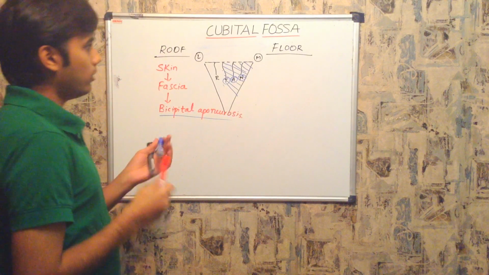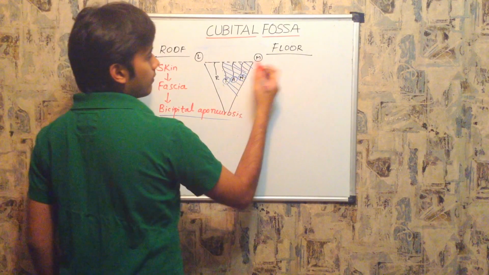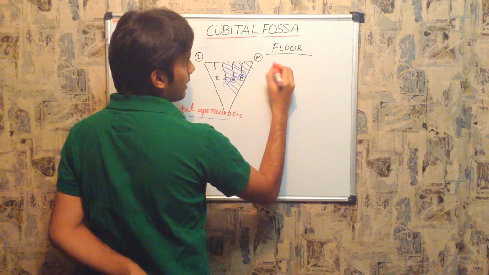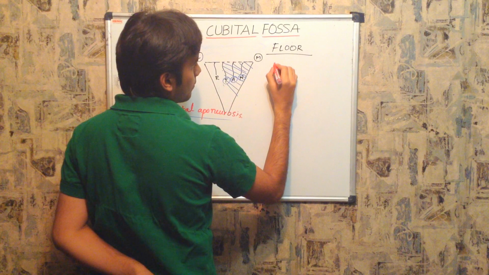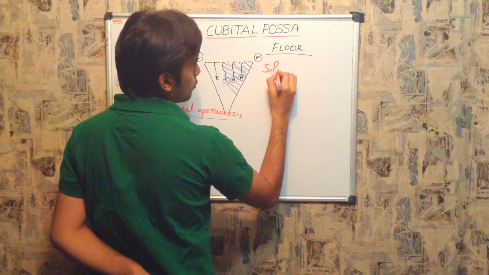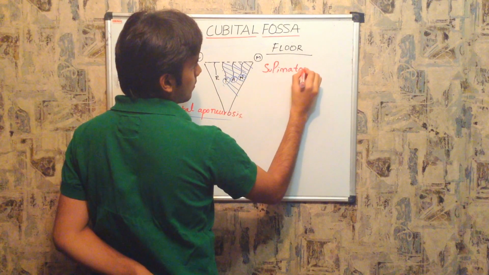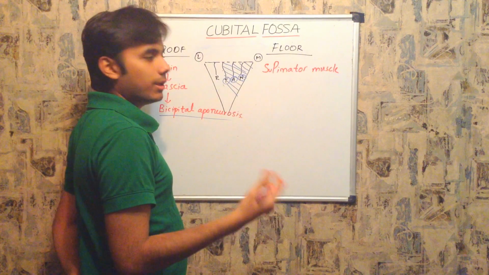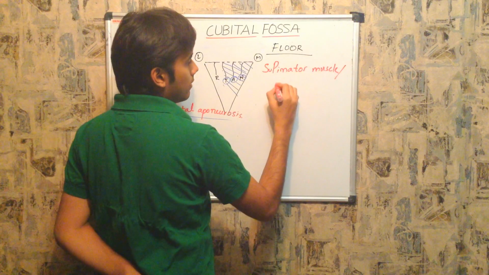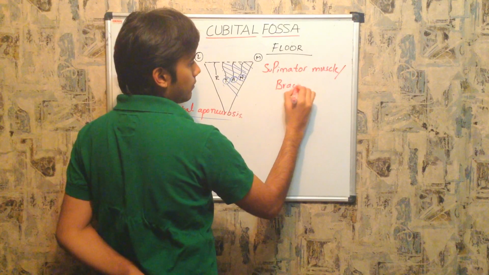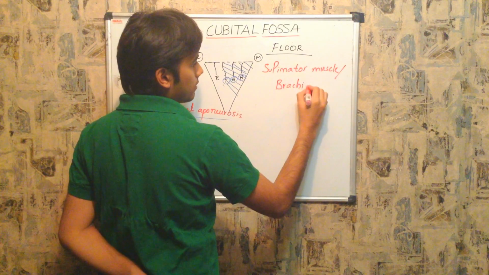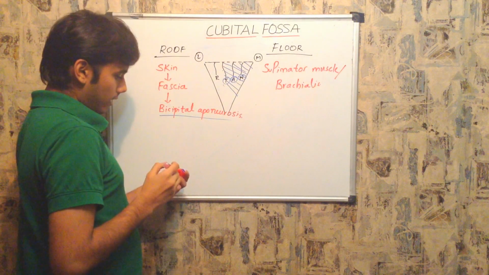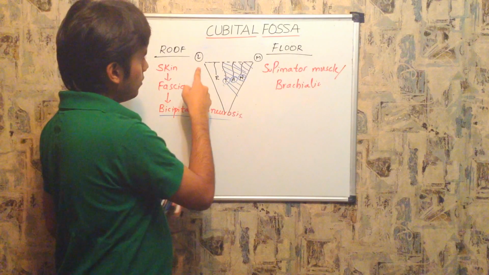Now coming to the floor of this cubital fossa, it is formed by supinator muscle. In some textbooks they also say that instead of supinator muscle, there is brachialis muscle which forms the floor of the cubital fossa. Brachialis muscle.